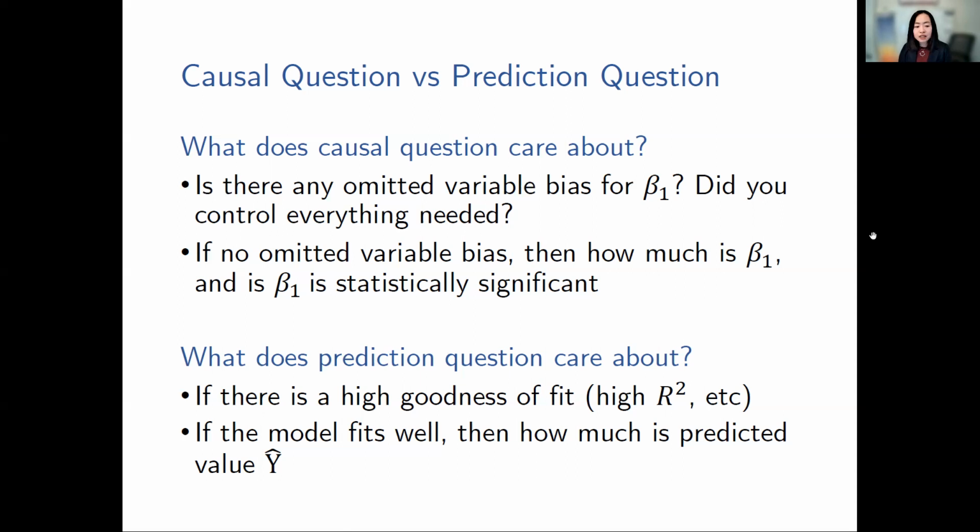Okay, so that is the two major differences between a causal question and a prediction question. Again, they both run regressions. They both run linear regressions with many regressors or one regressor, no matter what. If you have a causal question, then you ask if your beta suffers from omitted variable bias, and if not, if it's significant. If this is a prediction question, then you want a high R squared. Once you have a high R squared, then you can use y hat to determine your decision.